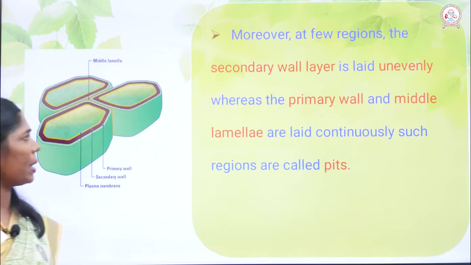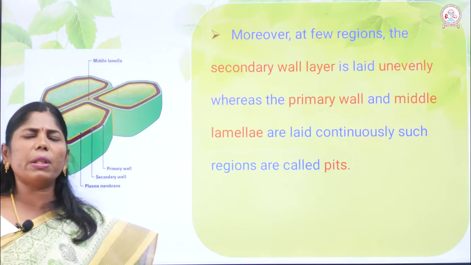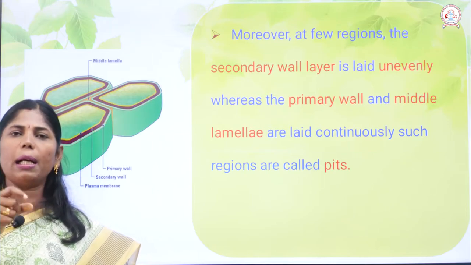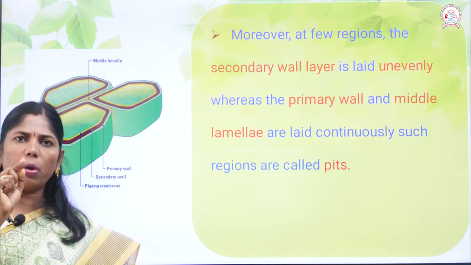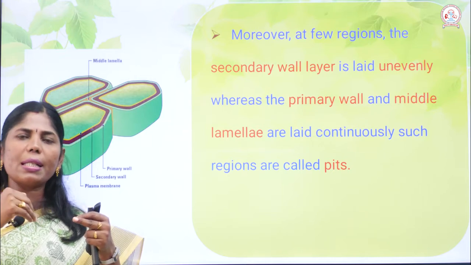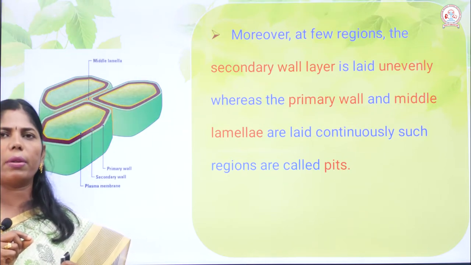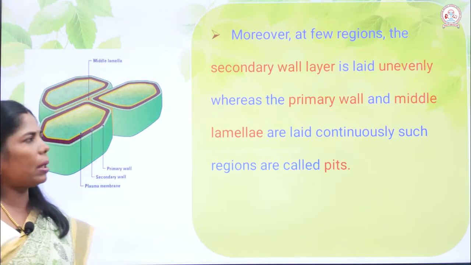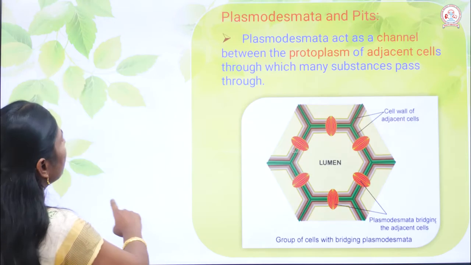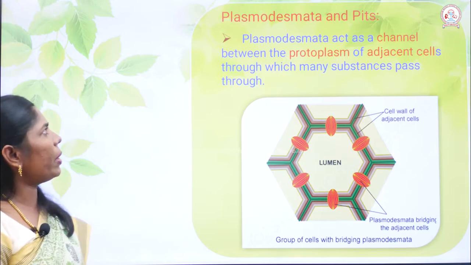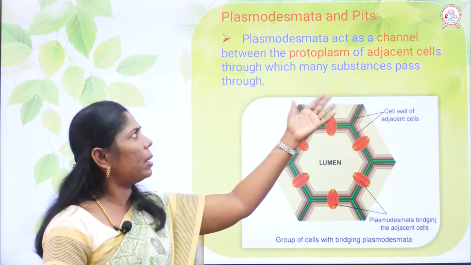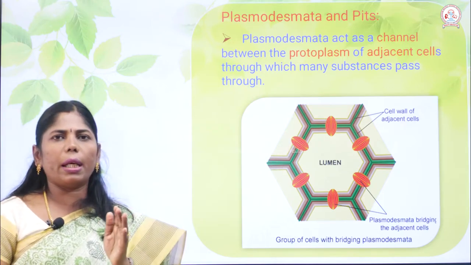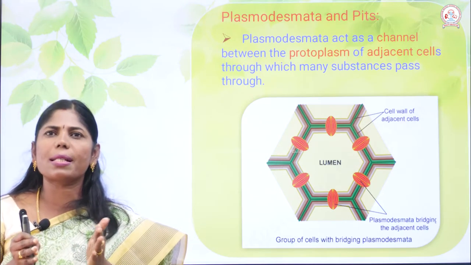Plasmodesmata is present between the two cells. Just as the middle lamellae is between two cells, between the two cells we can also see small pore-like structures. Through this, material is moved from one place to another. Plasmodesmata acts as a channel between the protoplasm of the adjacent cells. Adjacent cells means two neighbouring cells.